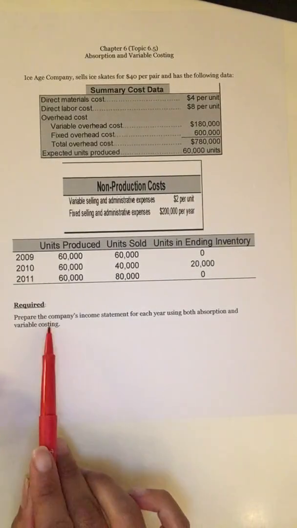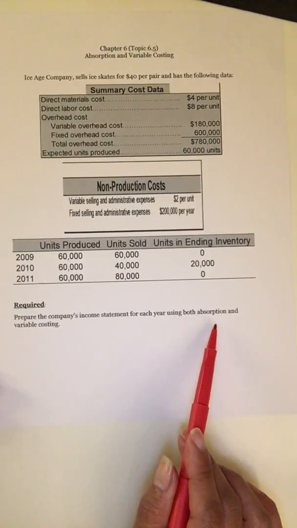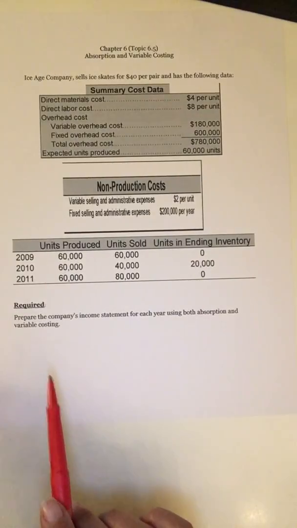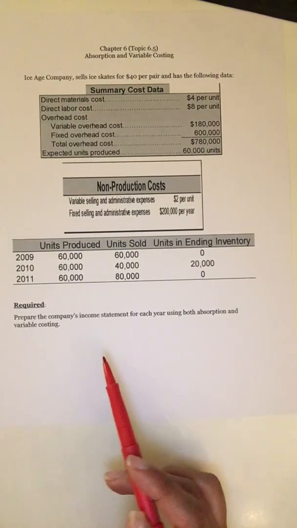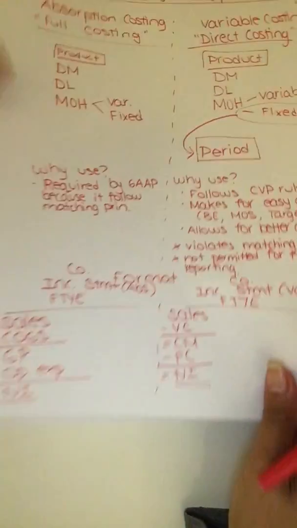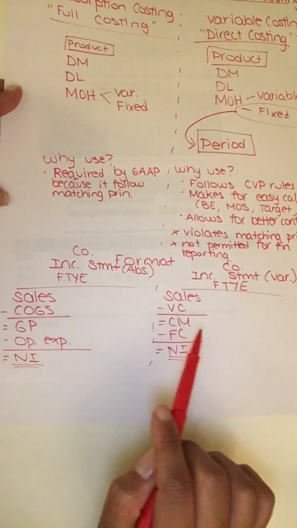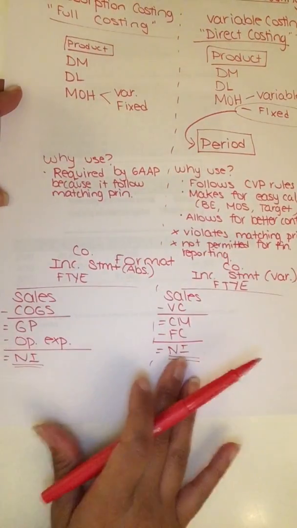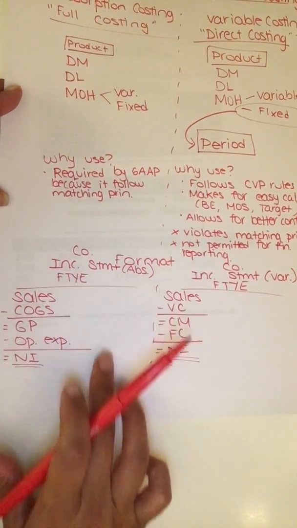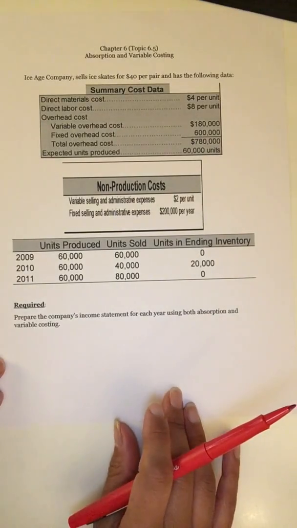The problem asks us to prepare the company's income statement for each year using both absorption and variable costing methods. In our last video, we learned what that income statement format looks like, depending on whether it was absorption or variable costing. But before we can even get to the financial statements, we need to figure out some of the cost data. So let's do that first.